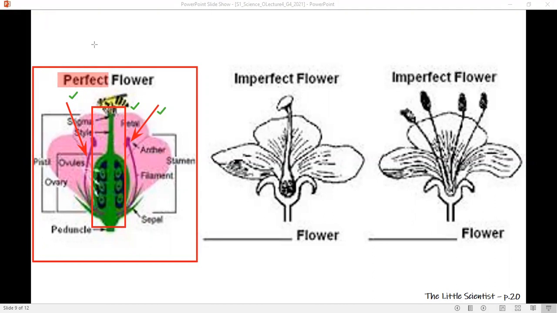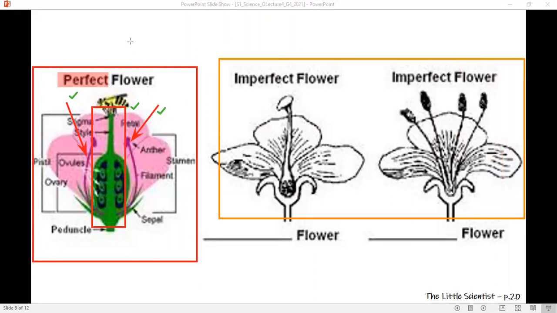Let's look now at the right side of the screen. Let's look at these two flowers. This one has the pistil only, the pistil with its stigma, style, and ovary. Is there any stamen? No. So the pistil is present, the stamen is not. Look at the second one. As you can see, there are 1, 2, 3, 4 stamens. There is a stamen, but not a pistil.